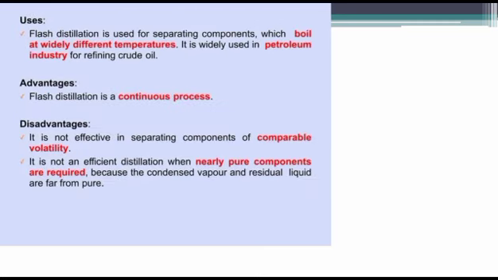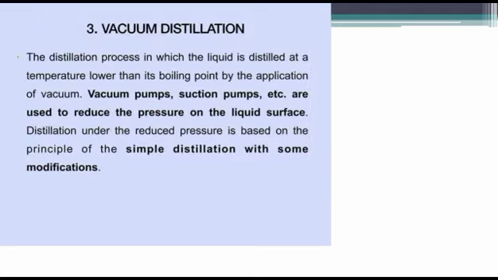Uses: flash distillation is used for separating components that boil at different temperatures, in the petroleum industry and in refining crude oil. Advantage: it is a continuous process. Disadvantage: it cannot separate components of comparable volatility. It is not sufficient to distill near-pure components from the liquid.